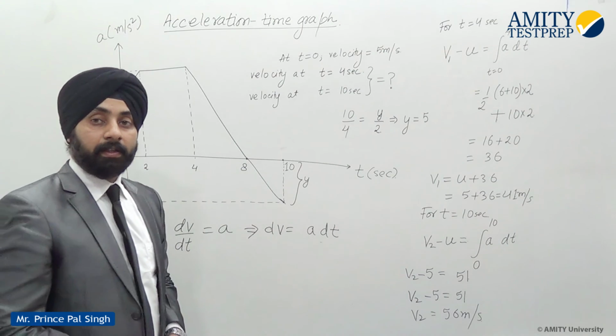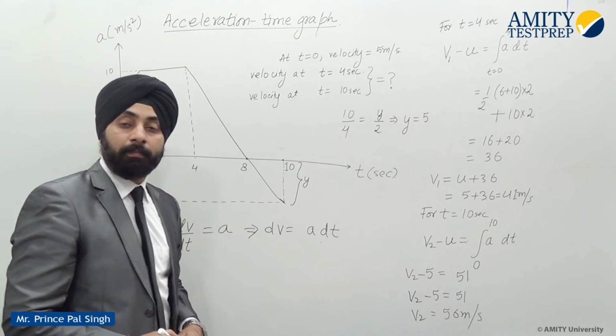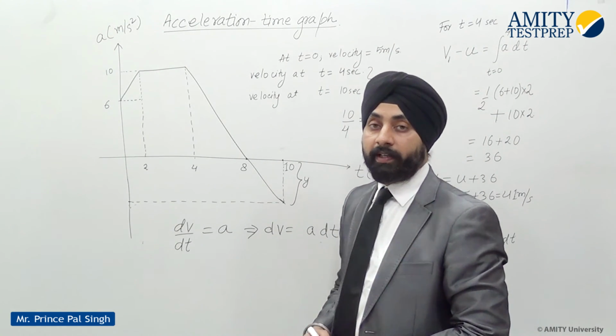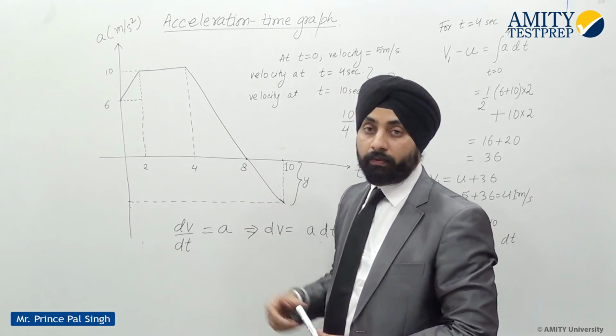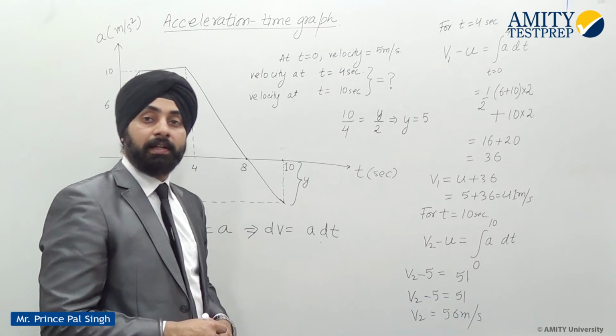Today we will study the acceleration time graph. This is an acceleration time graph for a particle which is moving along a straight line. How acceleration varies with time is shown in the graph on the board. So let's see what we can find out from this acceleration time graph.